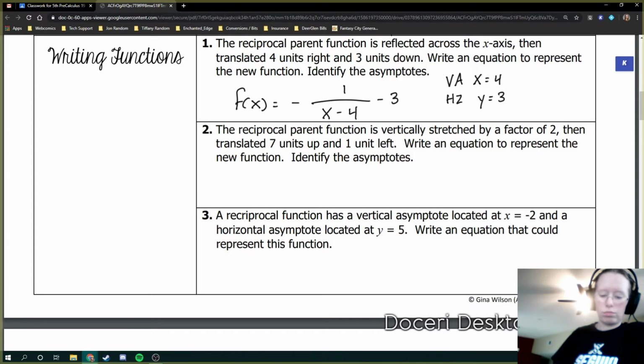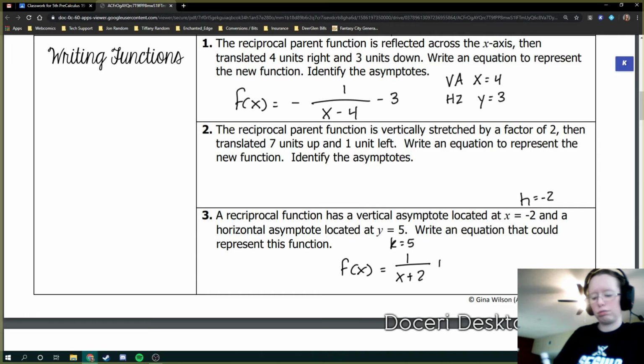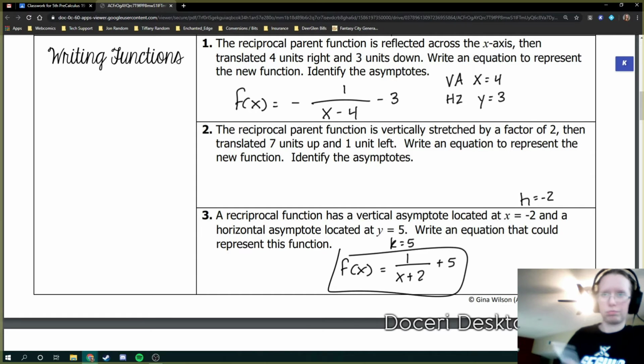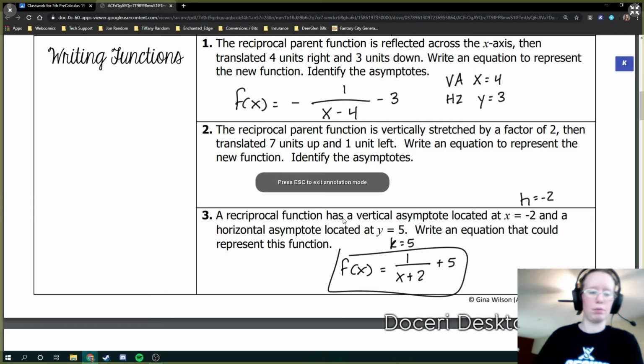Okay. Number 3, a reciprocal function has a vertical asymptote located at x equals -2 and a horizontal asymptote at y equals 5. Write the equation. Okay, so the x equals -2 is telling you that your h value is -2, and this is telling us that our k value is 5. So if I wanted to write that function, that would be 1 over x plus 2, plus 5. Boom. Alright, moving on.